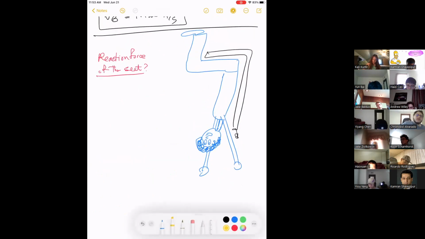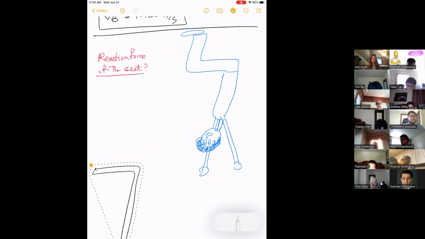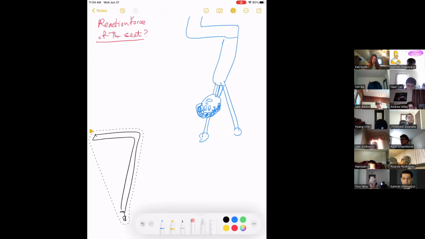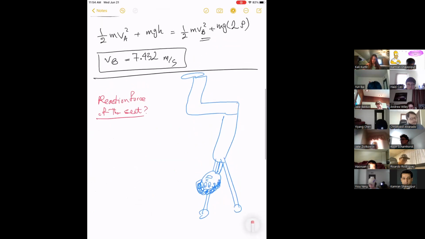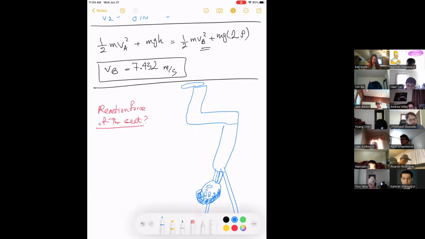Because I'm lazy, I'm just going to remove the seat. Okay. And for the free body diagram, you have the gravity force, which goes like here. And you have the reaction force from the seat on the guy, FR, reaction force, right? And it moves on a circular path.